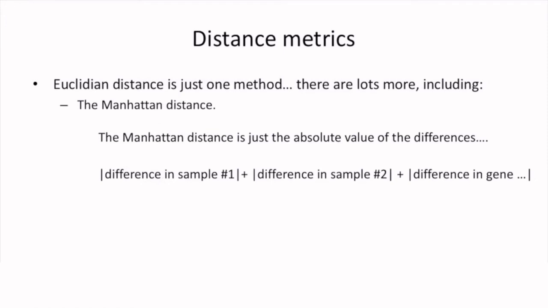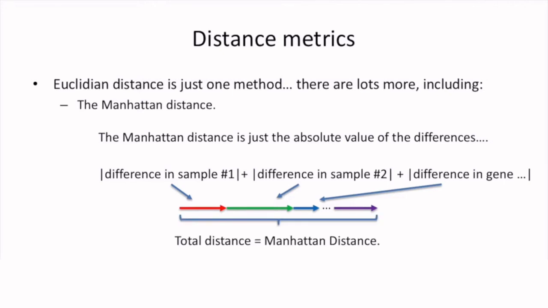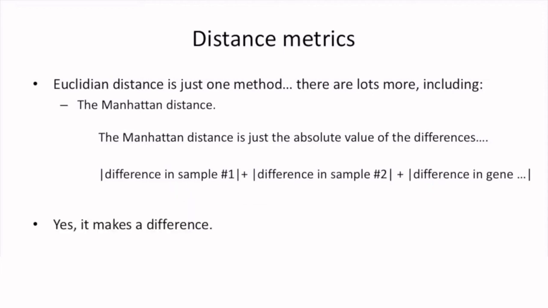The Manhattan distance is just the absolute value of the difference. So instead of squaring the difference and then taking the square root, all we do is take the absolute values of the differences. We can think of the Manhattan distance in geometric terms by imagining that each difference is a line segment. If we put all those line segments together, tail to head, and add the total length of those line segments together, that's the Manhattan distance. So yes, it makes a difference.